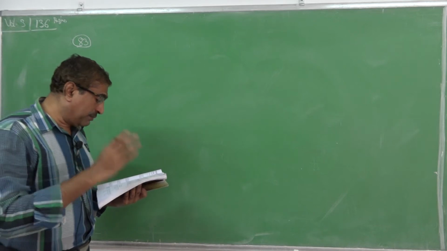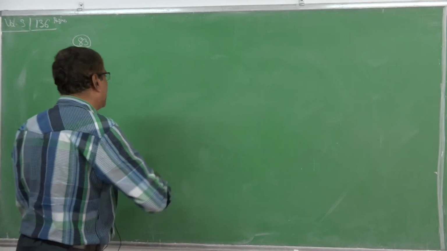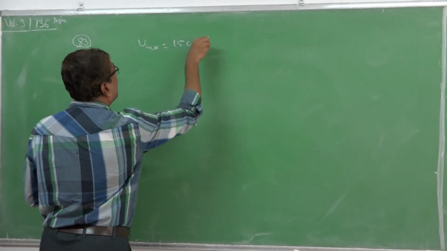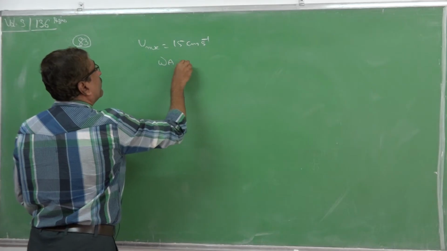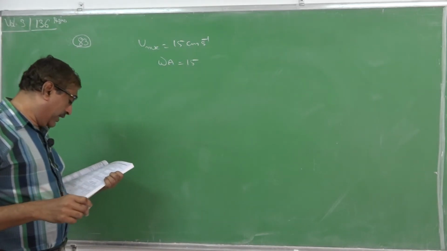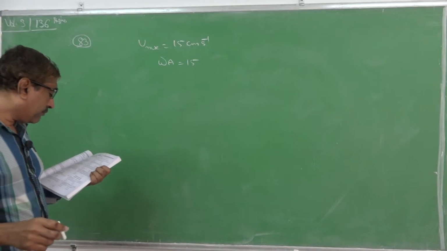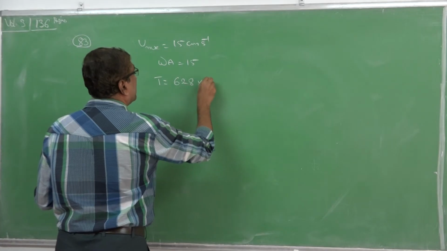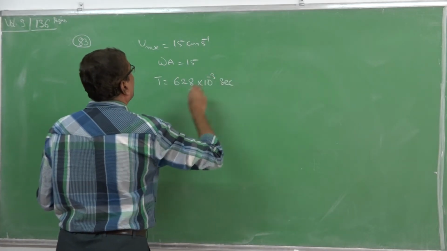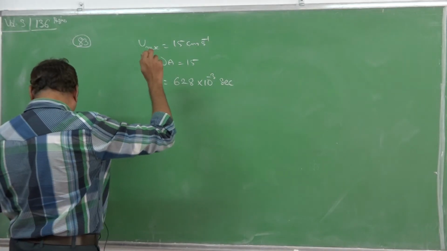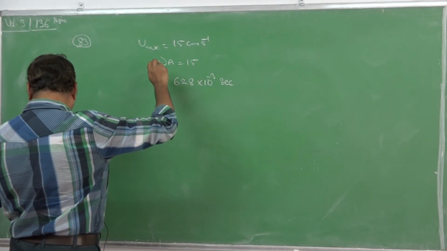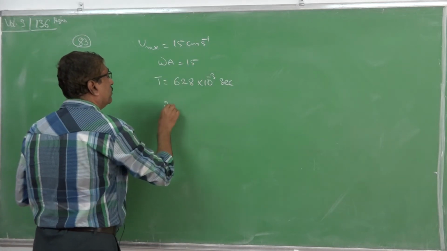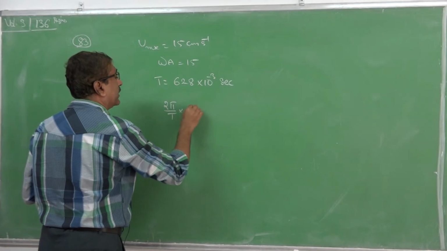So the maximum speed of the object is 15 centimeters per second. Given V max is 15 centimeter per second. That means omega A is equal to 15. And the time period is 628 millisecond, that means 628 into 10 power minus 3 second. So from these two, you can calculate A, the amplitude of motion. So omega means 2 pi by T into A is equal to 15.